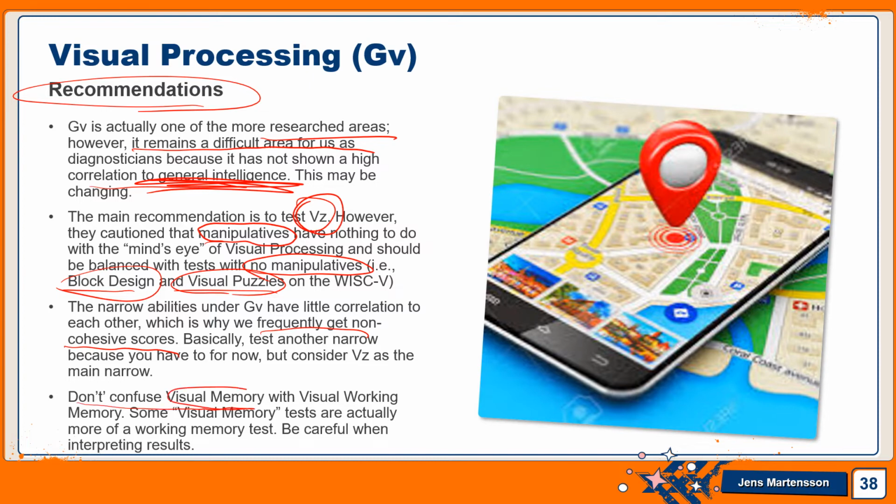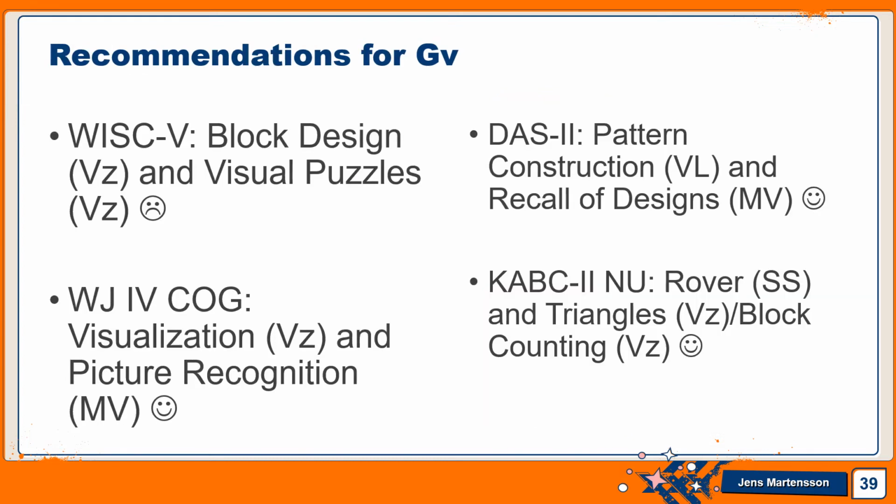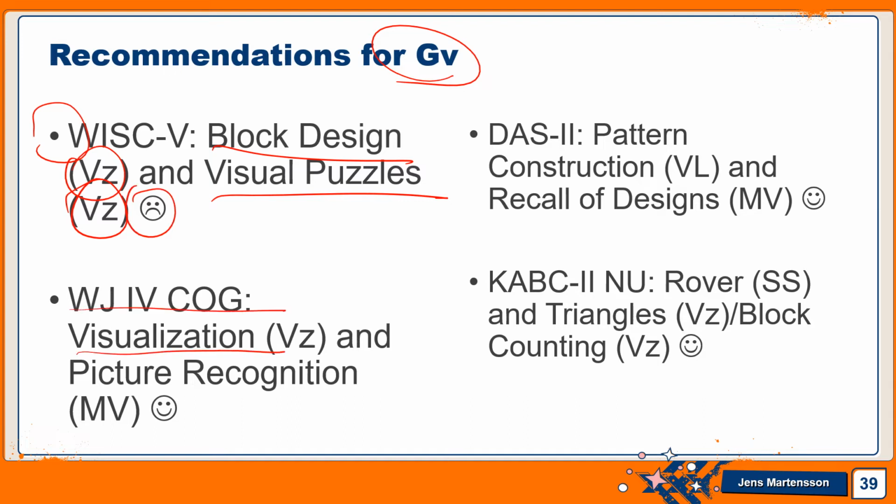Don't confuse visual memory tests with visual working memory tests. Some visual memory tests can become more like a working memory test, so you have to be careful with that. So let's look at this. The WISC has block design and visual puzzles. Those are both visualization, so they don't meet the recommendations. The WJ-COG has visualization and picture recognition, so you get two different narrow abilities there. So that does meet the recommendations.